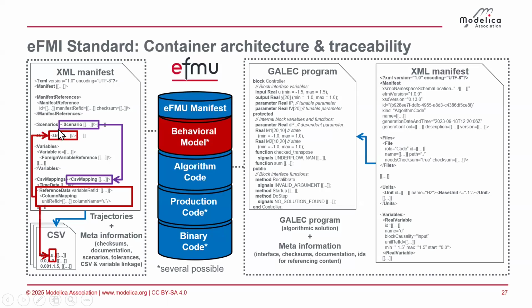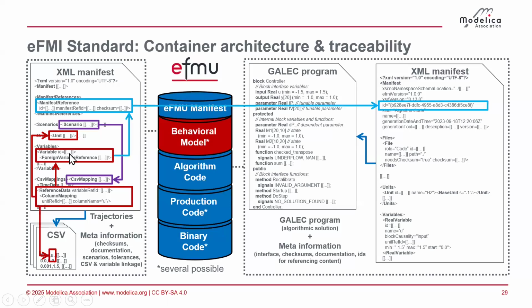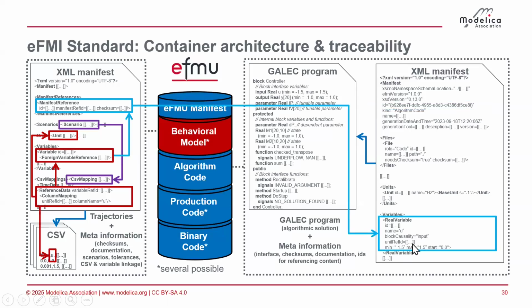And then we can also look up which unit this is supposed to have. And this is important, right? Because this unit here doesn't have to be the unit we have here in the algorithm code. And then you see, okay, this maps back via foreign reference to the algorithm code manifest, to this one, and it's actually this variable in it. So this trajectory here is the trajectory for this variable in our algorithm code. And this here in the algorithm code, it has this unit. And this unit may not agree, but they must according to the eFMI standard.